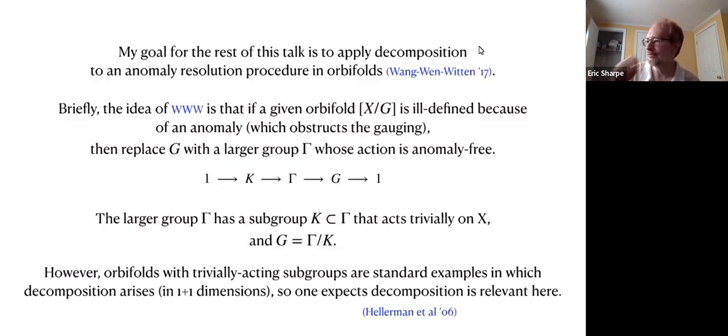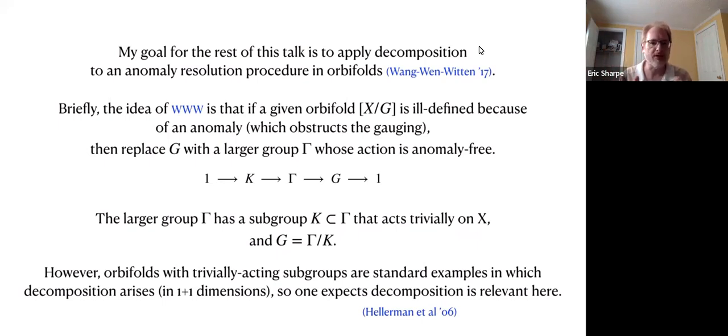Right, so orbifolds. What I want to do next is talk about decomposition in orbifolds, and in particular, apply decomposition to understand a proposal of Wang-Wen-Witten. So what did Wang-Wen-Witten do? I'm only going to touch on them intermittently until the end of the talk, because once we get through decomposition in orbifolds, we'll be able to make very short work of their idea.